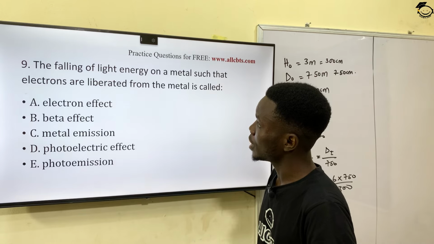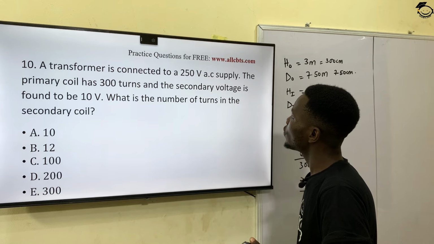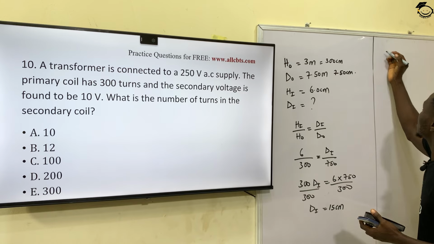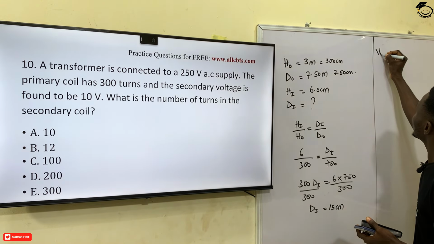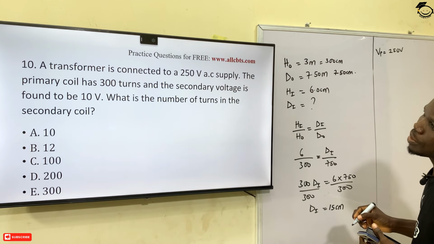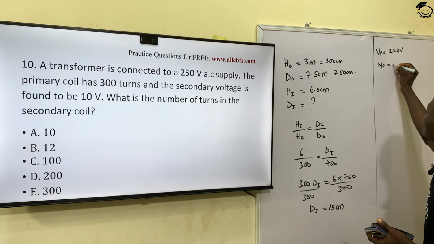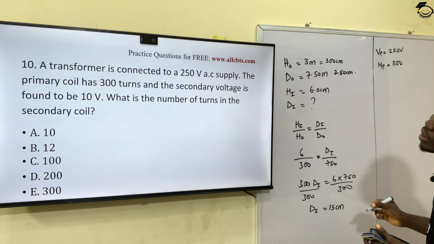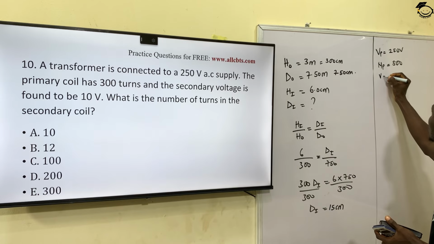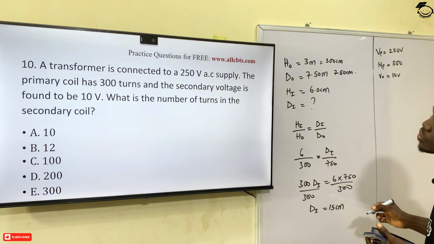So that takes us to question number 10, which says a transformer is connected to a 250 volt AC supply. So we have a 250 volt AC supply. So the voltage of the primary coil there is 250 volts. Then said the primary coil has 300 turns. So the number of turns of the primary coil is 300. And the secondary voltage is found to be 10 volts. So the voltage of the secondary coil is 10 volts. What is the number of turns in the secondary coil?